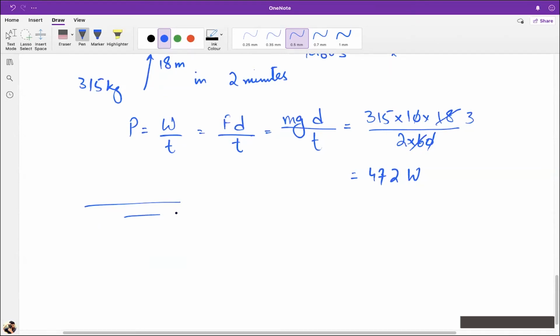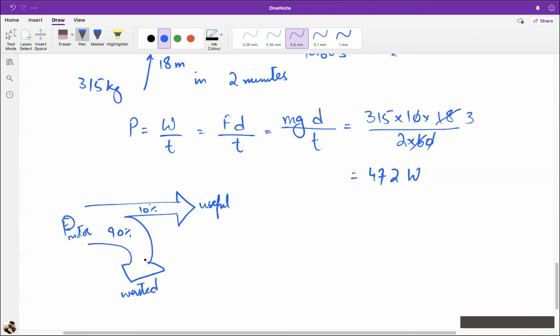The machine is like this. There is this arrow and there's this arrow. They say this is 10% and this is 90%, and this is the energy of the motor, or the power of the motor. Usually the straight arrow is for useful energy and the bent arrow is for wasted energy. So we can see over here that 90% of the power of this particular motor is wasted and only 10% is useful. So we say, okay, 10% is 472.